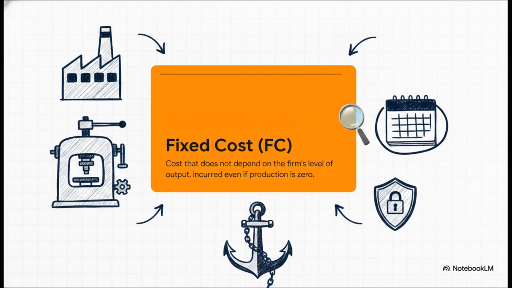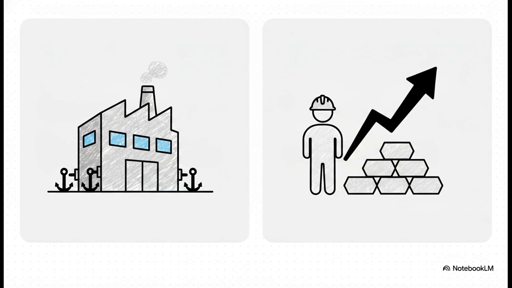Often called overhead, these are the expenses that simply do not care about your level of output. Think about rent, heavy machinery, or insurance. In the short run, these costs are completely inescapable. Even if your production is dead zero, your fixed costs are still staring you right in the face. But obviously, a business can't survive at zero production forever, right?